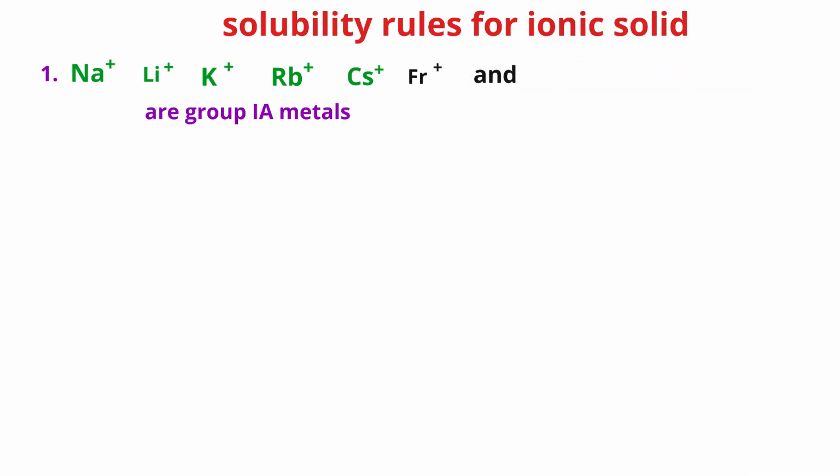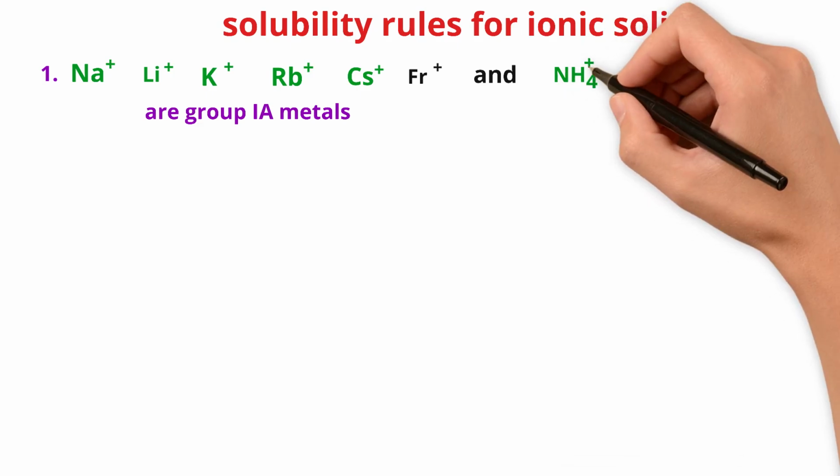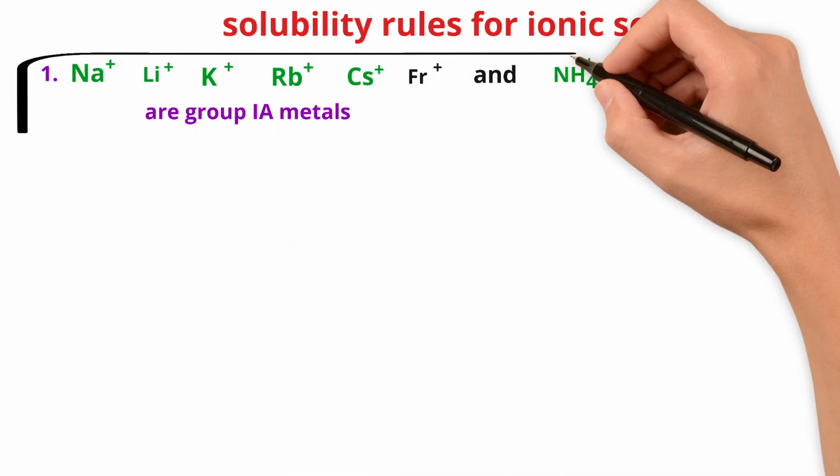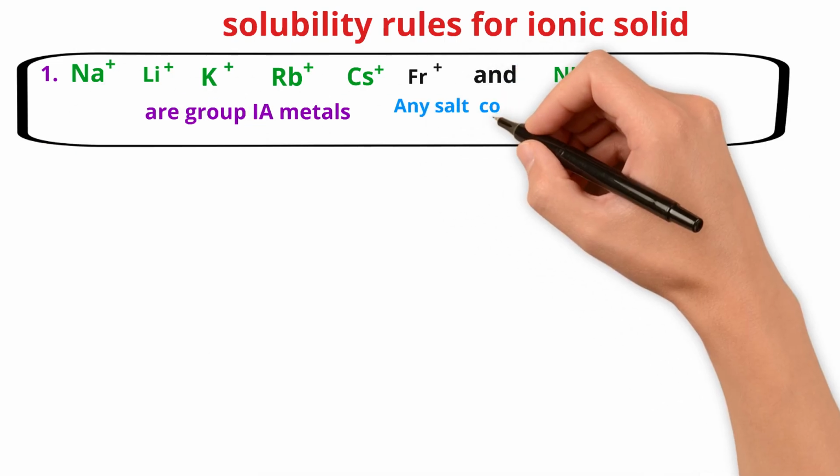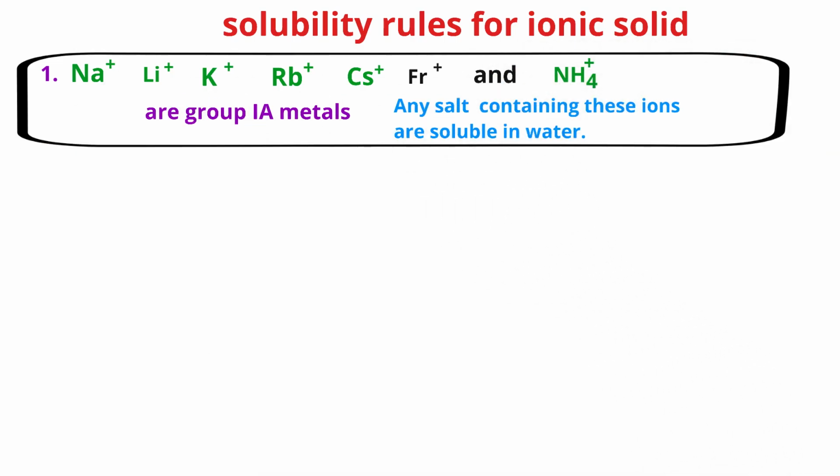ammonium ions. Any salt that contains group 1 metal ions and ammonium ions is soluble in water. Any salt that contains group 1 metal ions and ammonium ions is soluble in water.